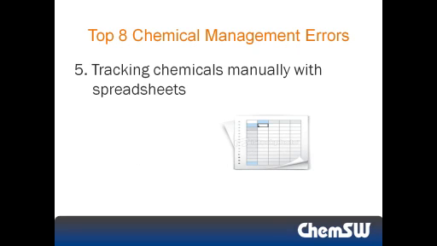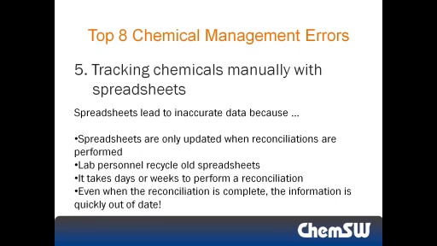The next big chemical management error is attempting to track chemicals manually with spreadsheets. Spreadsheets lead to inaccurate data. We all know this. The example that I used earlier about labs hanging their chemical inventory spreadsheets outside of the laboratory door is a practice I see far too often. This is a weak attempt at warning people before they go into the lab about the specific hazards they may be exposed to. But the risk goes further than that.